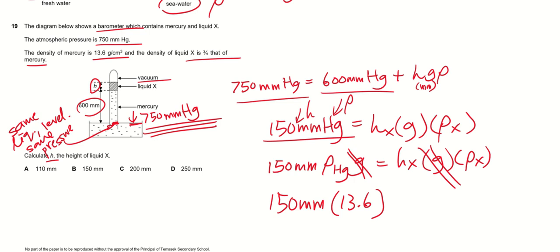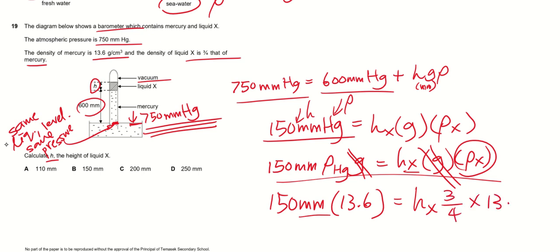Because I'm comparing both sides, I just leave it as 13.6. If my density of X is in gram per cm cubed, then my Hx is also going to be in mm, so it doesn't matter. I don't want to spend time converting to kg per meter cubed, or converting to cm. We just leave it as it is, because now it is comparing left hand side and right hand side. Hx is still unknown, but now I know that density of X is 3/4 that, so this is 3/4 times 13.6.